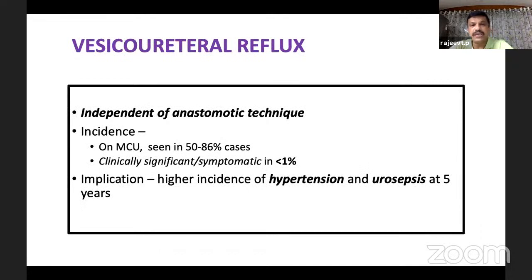Now coming to vesico-ureteral reflux, this is another complication seen in the recipient. This VUR is independent of any type of anastomotic technique, and on an MCU, incidence is seen in 50 to 86% of cases. But clinically significant or symptomatic cases will be less than 1%. So what is the implication of VUR in a recipient? Those patients who have significant or symptomatic VUR may have a higher incidence of hypertension or urosepsis over a period of 5 years.